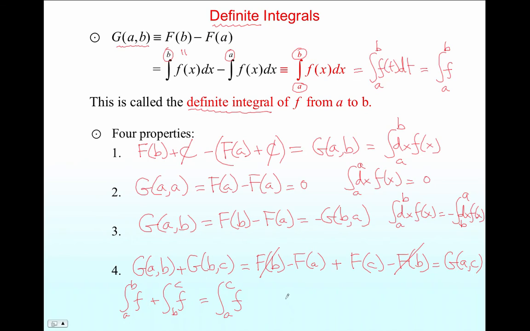And now you can extend this to any number of points in between. So let's say that you went from a to b1, and then you went from b1 to b2, and then you went from, let's say, all the way from b100 to c. Well, that's still the same as going from a to c. So you can break up your journey from a to c into 100 different parts, or maybe even 1,000,000 different parts. It's the same thing.